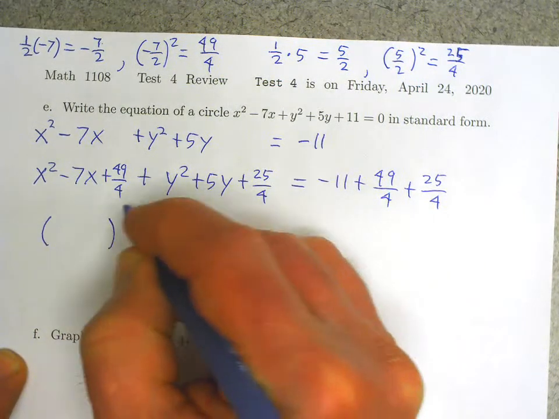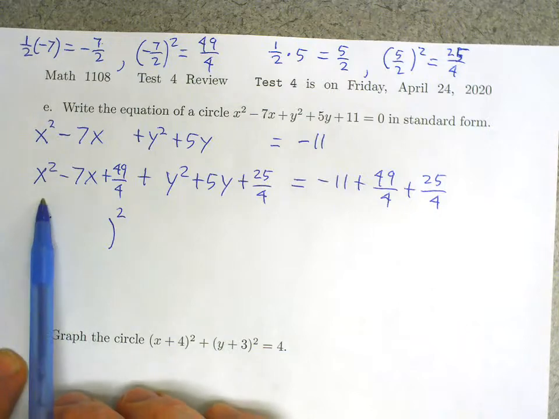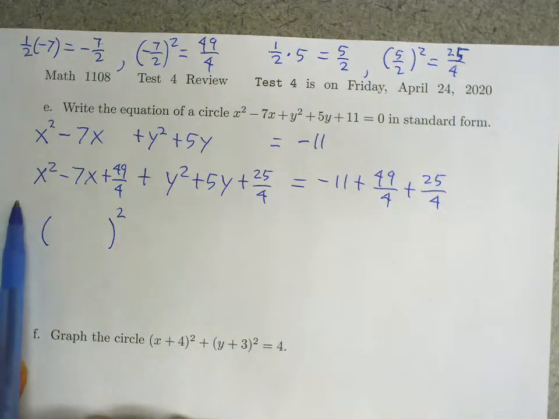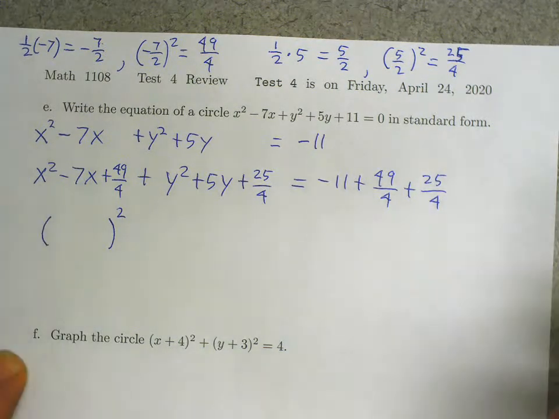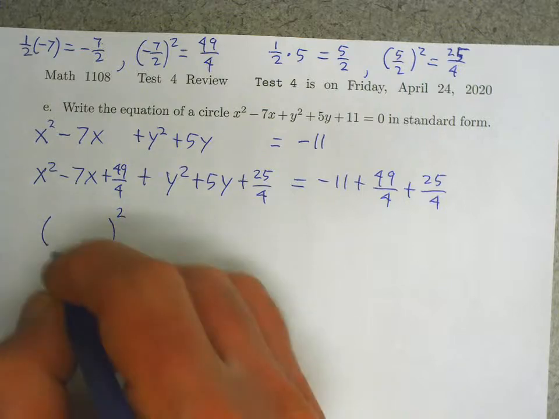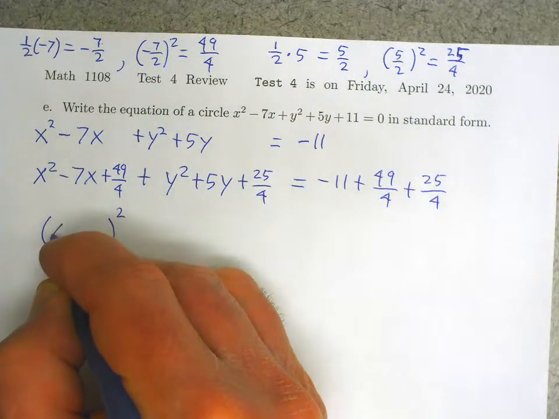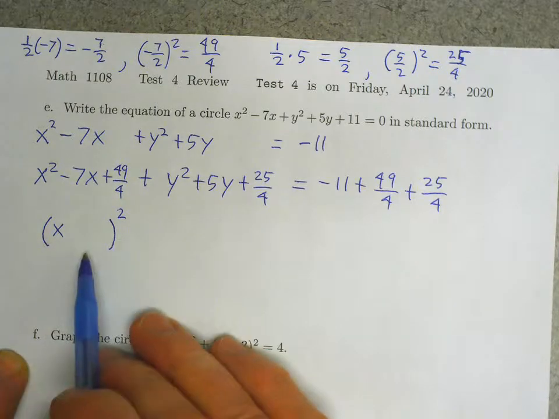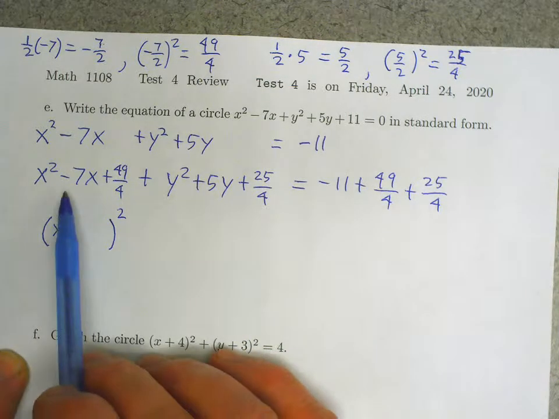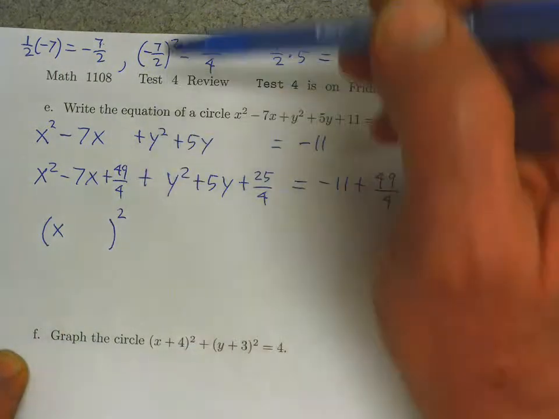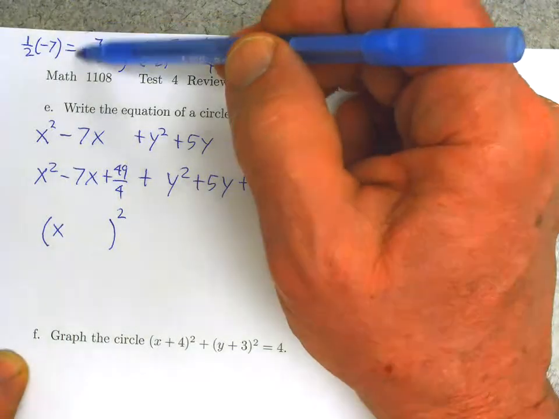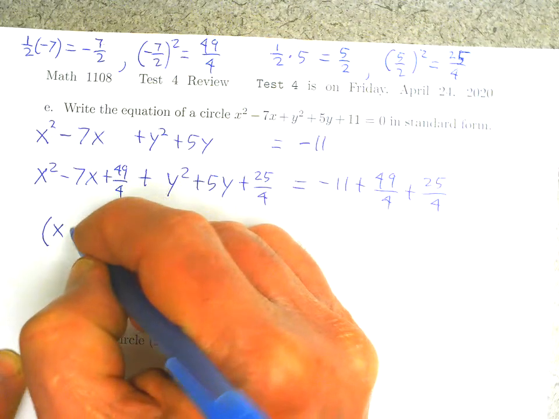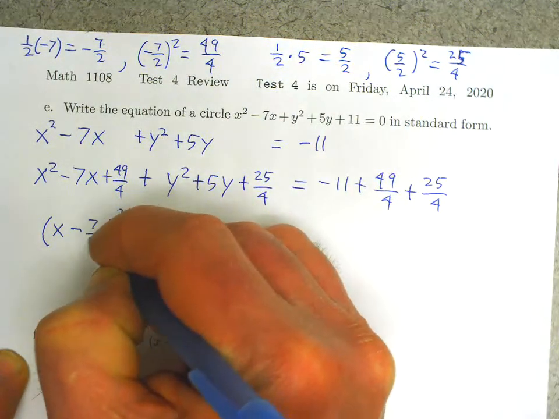So some binomial squared is equal to the trinomial x squared minus 7x plus 49/4. Well, we know that the binomial squared has to have an x in it. And what follows x? It's the same number we got when we took 1/2 of negative 7. 1/2 of negative 7 is negative 7 halves. So we write x minus 7 halves.